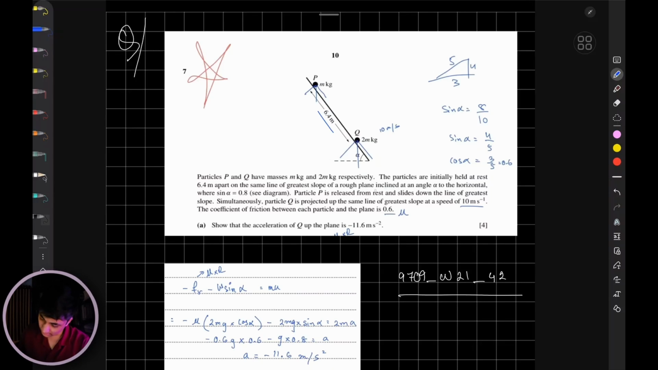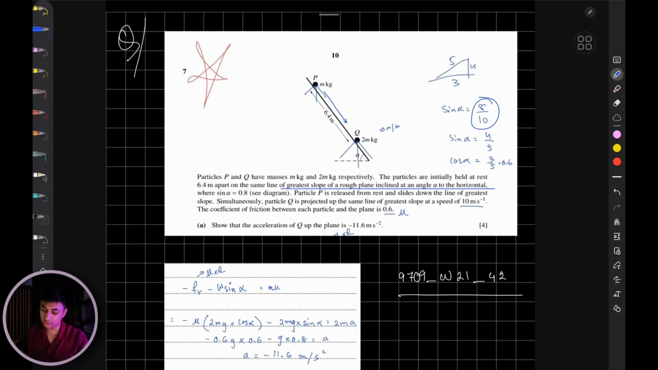The angle of this slope with respect to the horizontal is alpha. They're telling you sine alpha is 0.8, and particle P is released from rest and slides down the line of greatest slope. Therefore, down the slope from rest, particle P is going to drop.